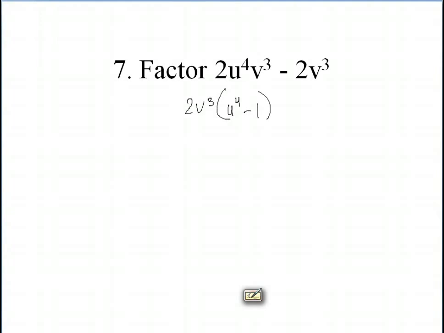Now we have a difference of squares here. This would be 2v cubed, and then our difference of squares, because both of these are perfect square terms, so this would be u squared minus 1 times u squared plus 1.